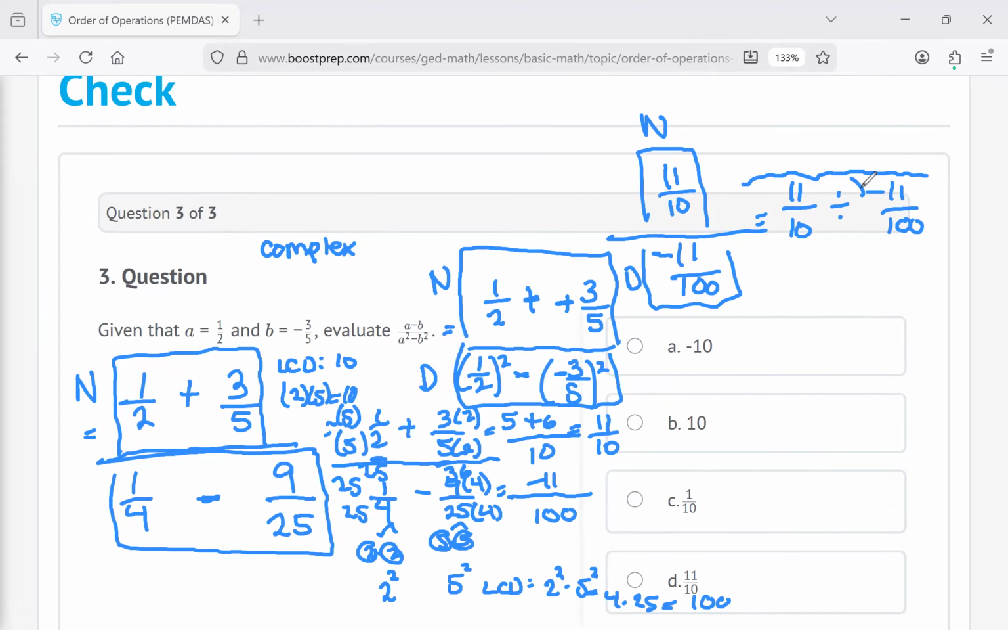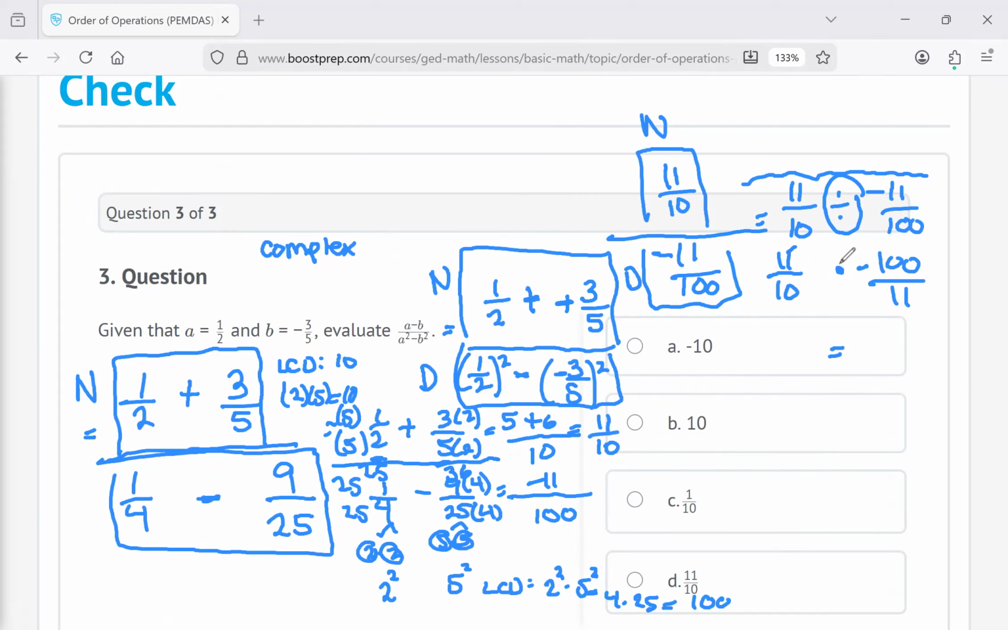Okay, then what I'm going to do is, you see this divide sign? I can change that to a multiplication, and then I have to flip this. So it would be 100 over 11, and then this is 11 over 10. Go ahead and simplify.